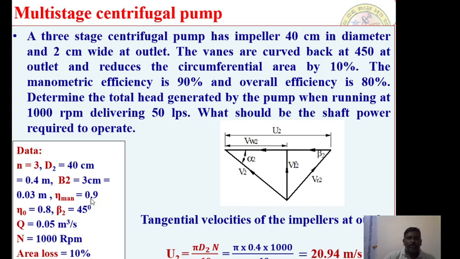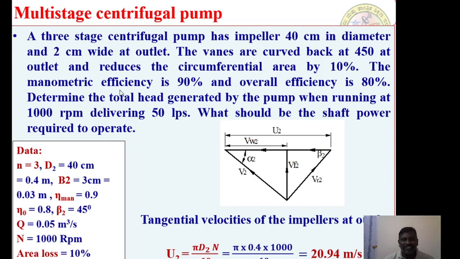That means a 3-stage centrifugal pump is given. So the number of impellers mounted is n equal to 3, and the diameter at the outlet is 0.4 meters. The width is 0.03 meter. Manometric efficiency is 0.9. The vane angle at outlet is 45 degrees, which is given. The discharge is 50 LPS, that means 50 divided by 1000, which gives 0.05 meter cube per second. N is 1000 rpm, and the area loss is 10%.